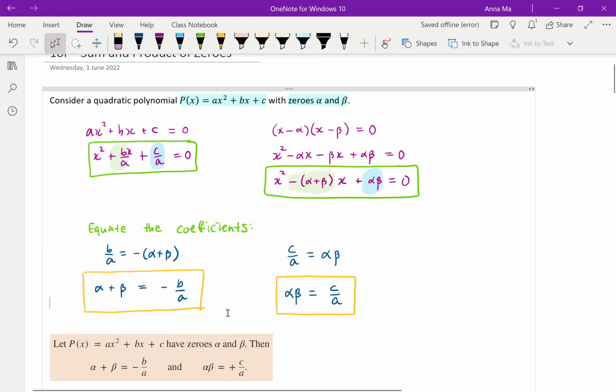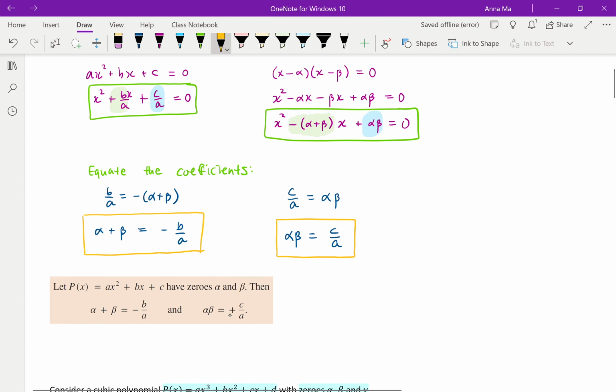Okay, and that is what I've written in the orange box, so you don't really have to copy them down again. Now these are the identities you have to memorize for a quadratic.